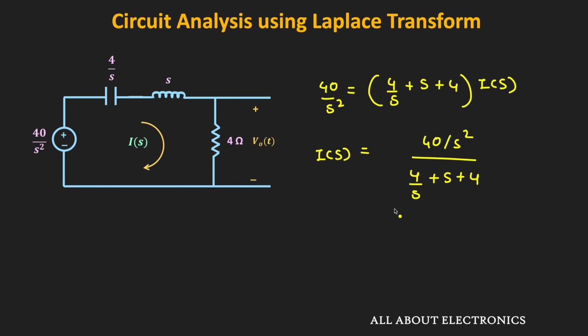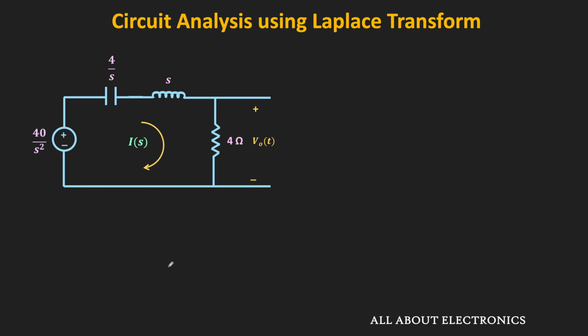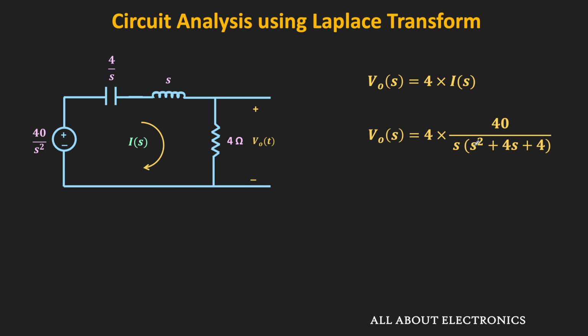So if we further simplify it, then we can write it as 40 divided by S times S square plus 4S plus 4. That means this current I of S is equal to 40 divided by S times S square plus 4S plus 4. And we know that this output voltage Vout is equal to 4 times I of S. So that is equal to 4 times 40 divided by S times S square plus 4S plus 4.